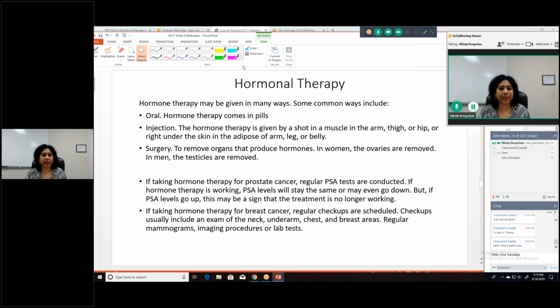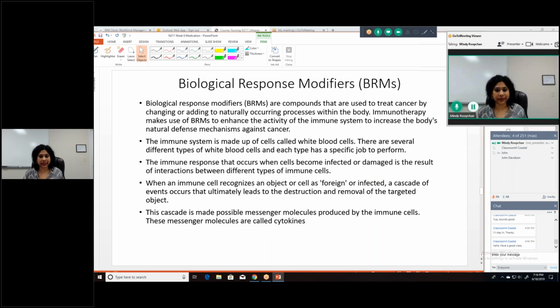So hormone therapy may be given in many ways. They can be oral, they can be injection, and they can be surgery, okay? Where we remove organs that produce the hormone. If they're taking hormone therapy for prostate cancer, regular PSA tests are going to be conducted. If they're taking hormone therapy for breast cancer, regular checkups are scheduled. We're teaching the woman how to also do her own breast exam. Regular mammograms, imaging procedures, and lab tests are also important.